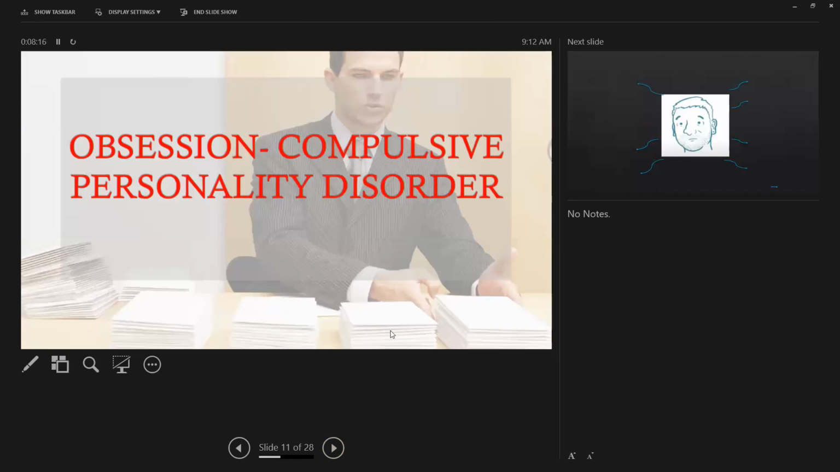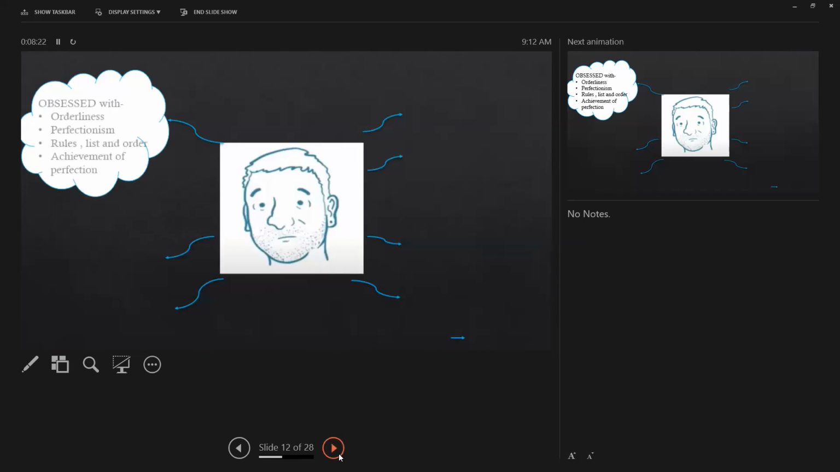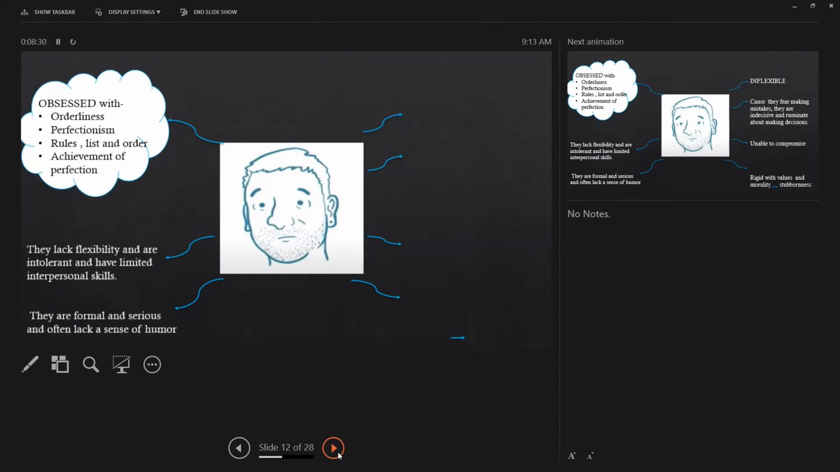Coming towards obsessive compulsive personality disorder, the clinical features seen are that they are obsessed with orderliness, perfectionism, rules, lists, and order, and the achievement of perfection. They lack flexibility, are intolerant, and have limited interpersonal skills. They are formal and serious and often lack a sense of humor.